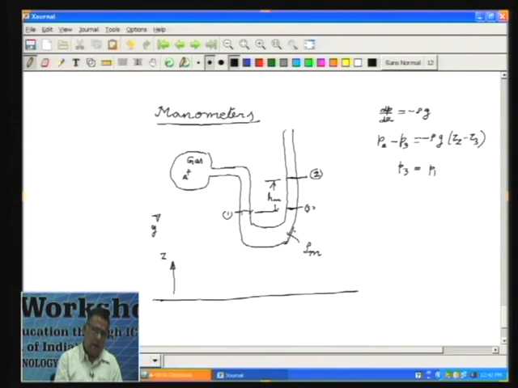And if you want the difference between the pressure at this point A and 1, again you have to use a similar expression with a different value of density. This is the density of the manometer fluid, rho m, and here, if you want P A minus P 1, you are going to have minus rho of the gas, which you are taking to be a constant, into Z A minus Z 1.